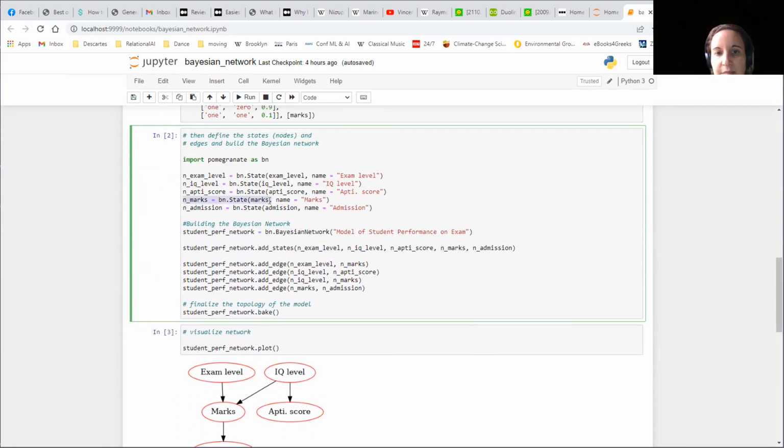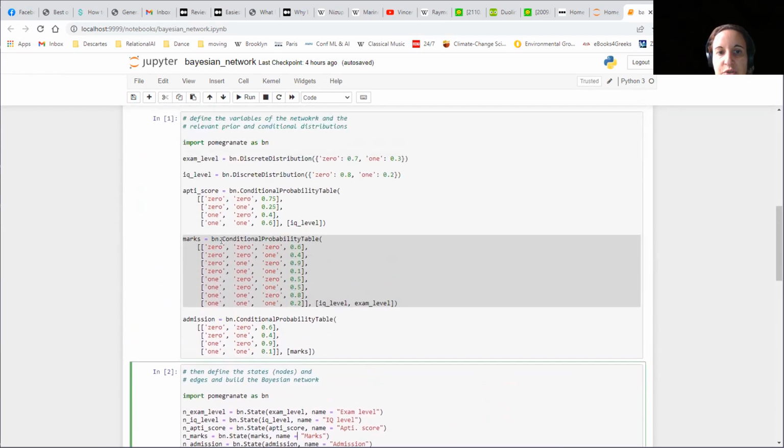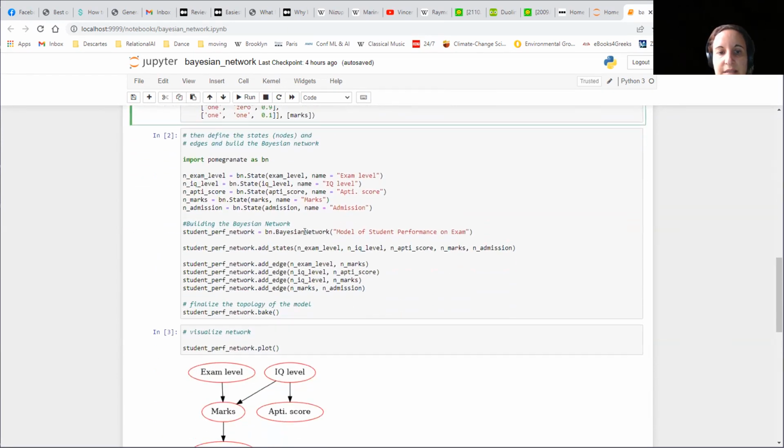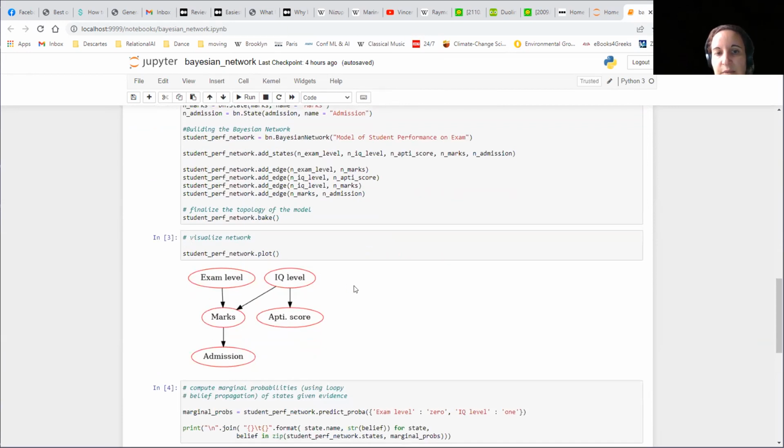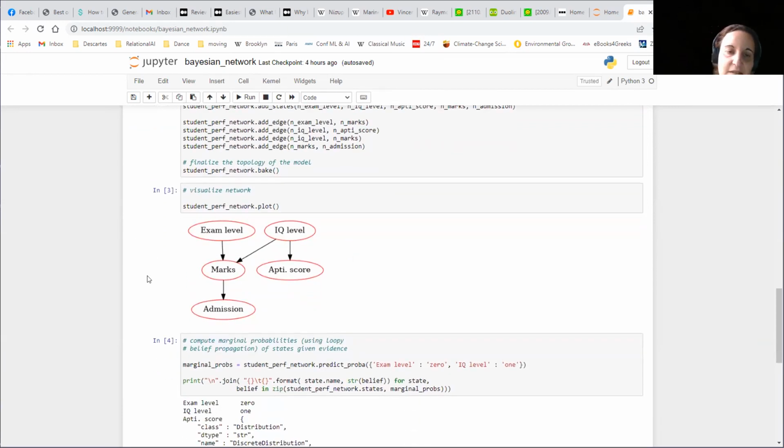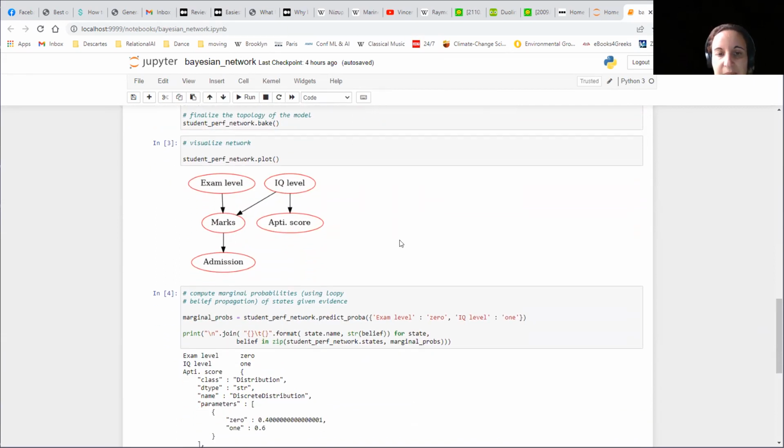For example, in the case of marks, you give the name marks and the probability distribution for marks, which is a conditional probability distribution. Once we have that, we can visualize it. So it's a better visualization. We can see the arrows better here. And one thing we can do is inference. And the way it's doing inference here is loopy belief propagation.